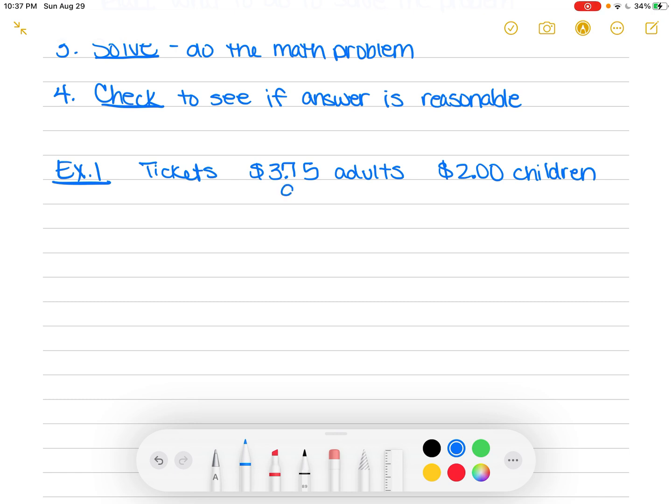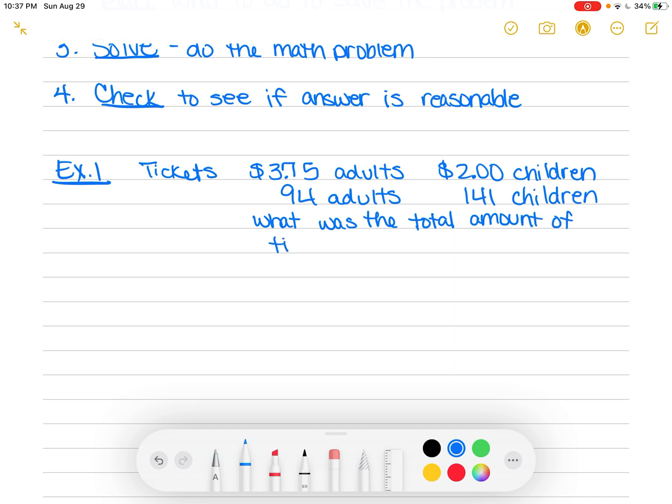If there's 94 adults and 141 children that attend the play, okay, now I'm going to write the whole question out. What was the total amount of ticket money collected? Okay, so we didn't write out the whole problem, but we did write out the question.